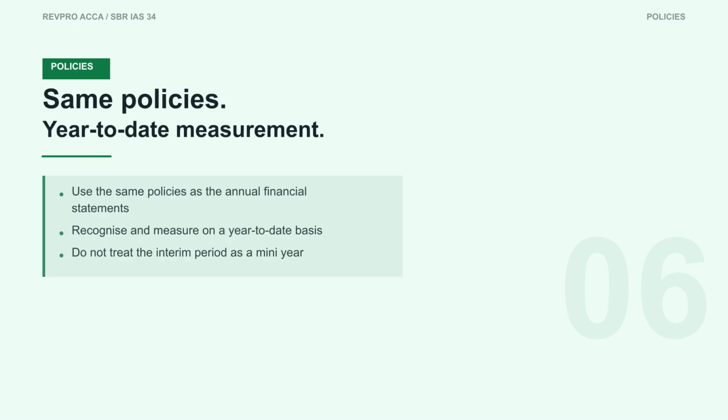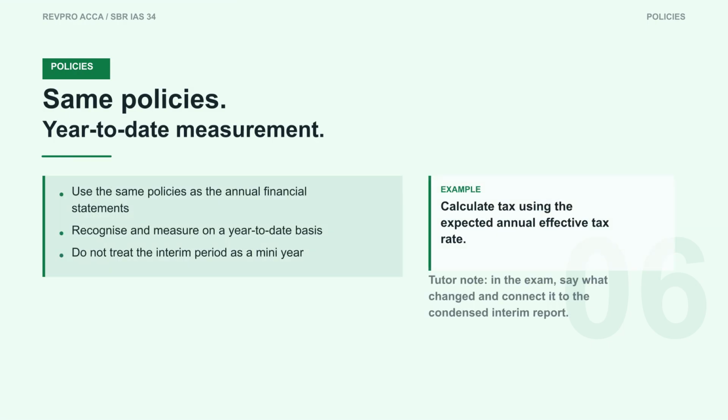Use the same accounting policies as the annual financial statements. Recognition and measurement are based on the year-to-date period, not a pretend mini-year. For example, tax is calculated using the expected annual effective tax rate.